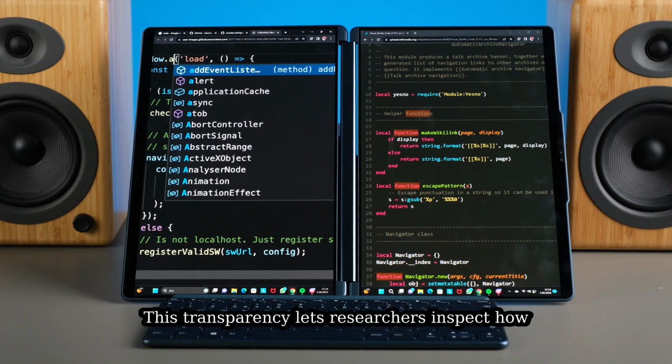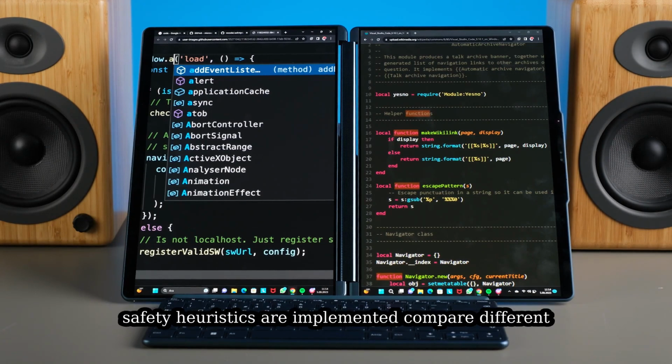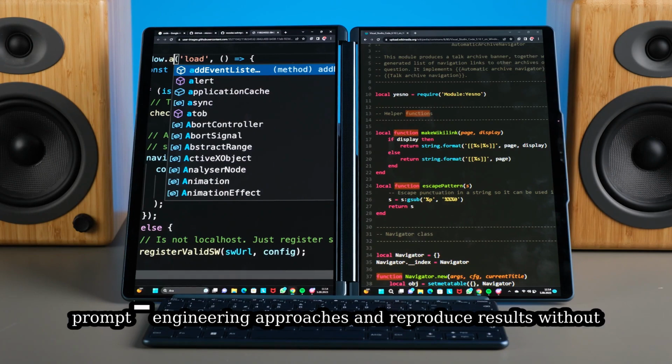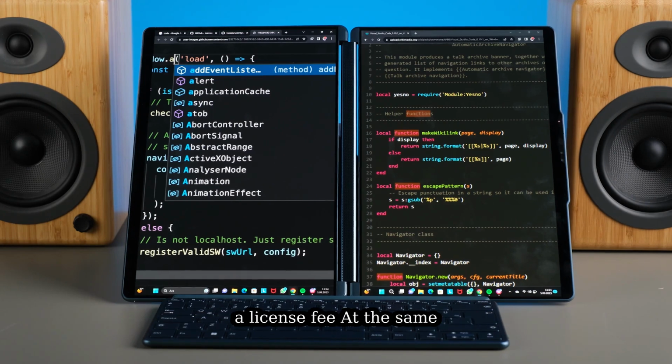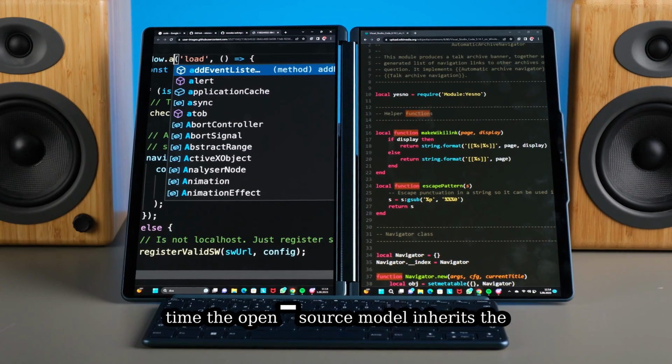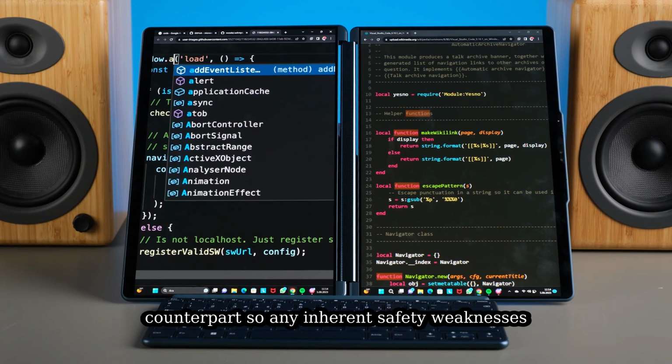This transparency lets researchers inspect how safety heuristics are implemented, compare different prompt engineering approaches, and reproduce results without a license fee. At the same time, the open-source model inherits the same base architecture as its closed-source counterpart, so any inherent safety weaknesses in the underlying model remain present unless explicitly addressed during tuning.